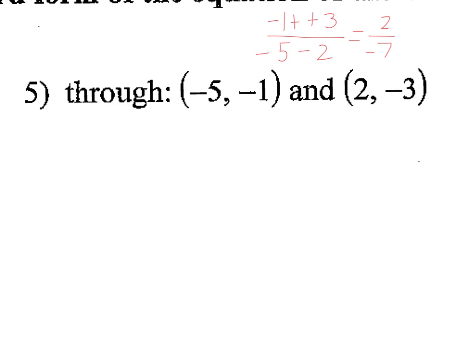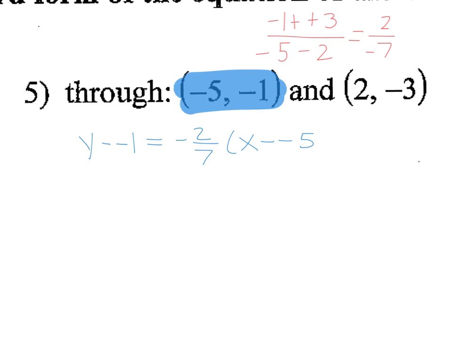Neither one's really better than the other. So I'm going to go ahead and just work with this first one. Again, it doesn't really matter. All right, so point slope: y minus -1 equals -2/7, and then x minus -5. All right, so again, I'm going to make these both pluses.